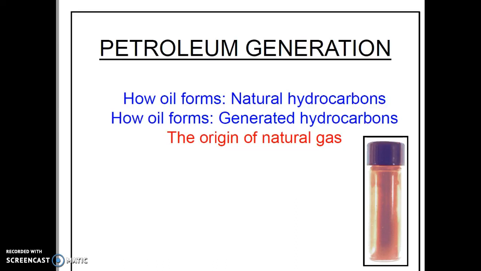Alright, so we continue with the petroleum generations for natural gas. Natural gas is one of the other forms of petroleum, right? It refers to the gaseous phase of petroleum, which does not condense at standard temperature and pressure. Why do we need to know this?